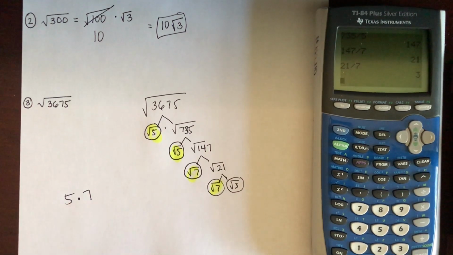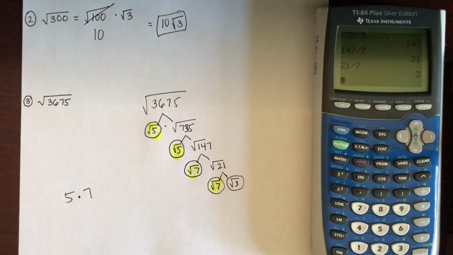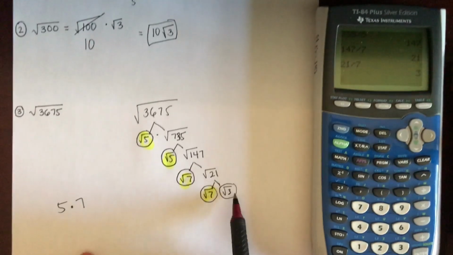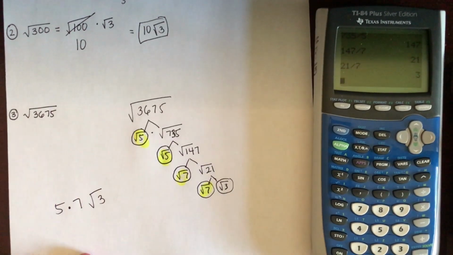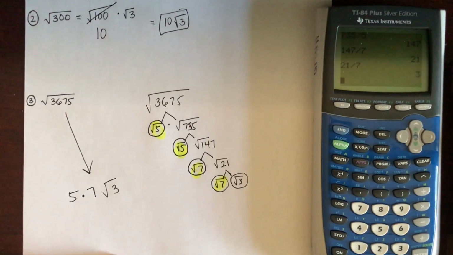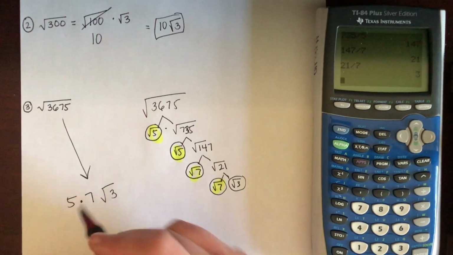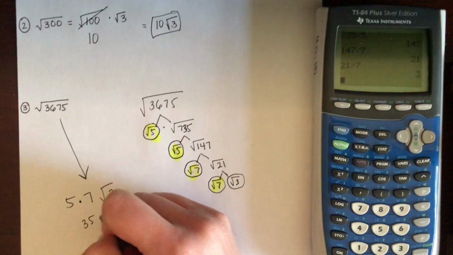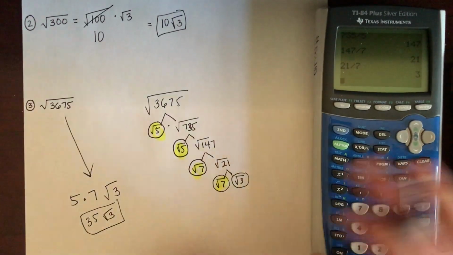That's because numbers that are inside the square root are being multiplied, so when I pull them out, they're still being multiplied. Okay? The only number that was left, flying solo, is the square root of 3. So 3,675 can be simplified to 5 times 7, square root of 3. We know 5 times 7, 35 square root of 3 would be our complete final answer.